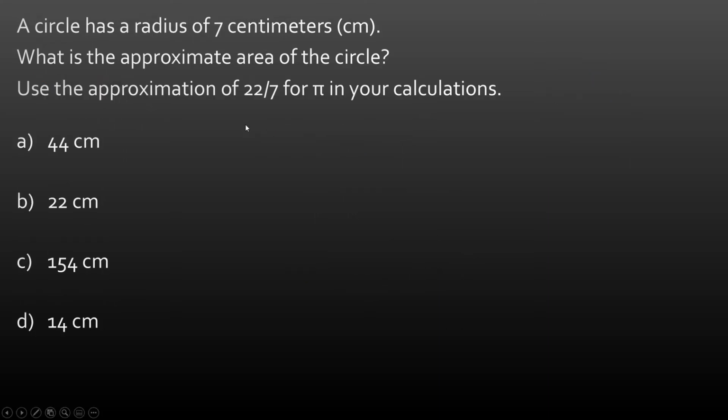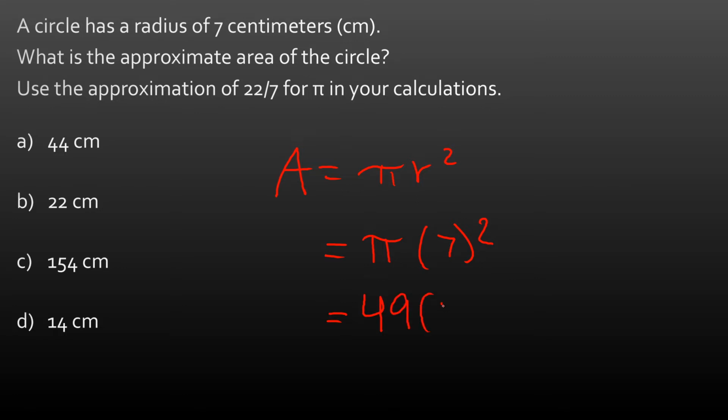All right, our next question says that a circle has a radius of 7 centimeters. What is the approximate area of the circle? Okay, so a circle has a radius of 7 centimeters. Pi r squared. I know that my radius is 7, so I have 49 times pi.